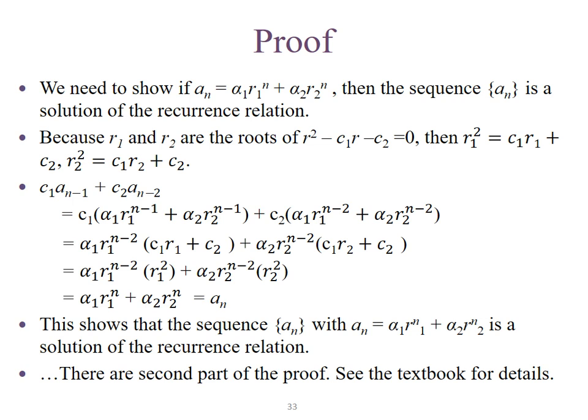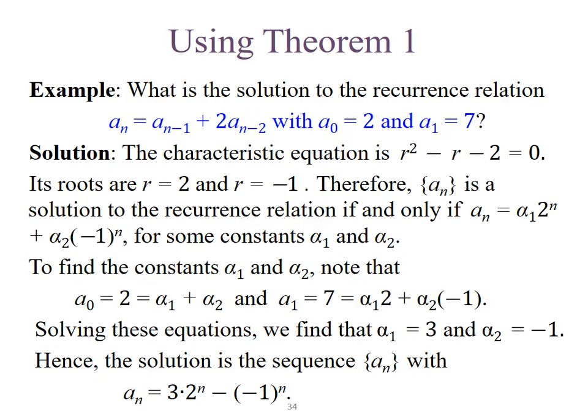For the second part, maybe you can look for more details in our textbook. Next, we will see how we apply this theorem to solve the problem. Let's see the example. What is the solution to the recurrence relation a_n equals a_{n-1} plus 2 times a_{n-2}, with the initial conditions a_0 is 2 and a_1 is 7?